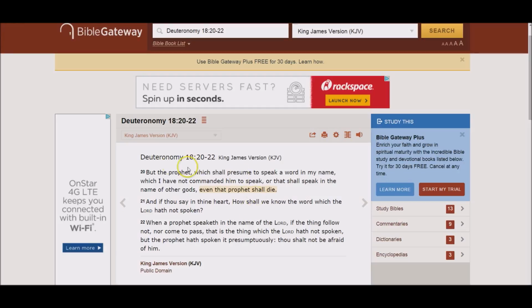Okay, so I wanted to make this Bible study on Deuteronomy chapter 18, verses 20 to 22, to help you identify false teachers. If they tell you something and it's not true or it doesn't come to pass, plain and simple, they're false prophets.